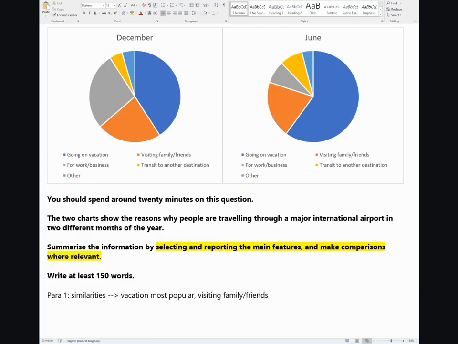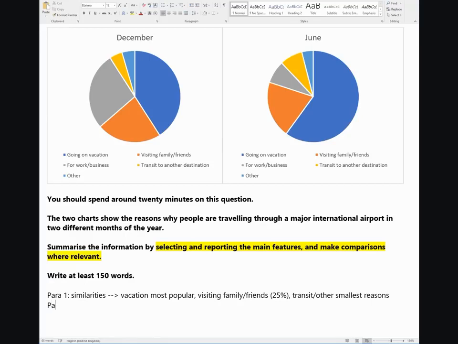Visiting family or friends is about the same in both charts. It's around 25%. That's pretty similar. And then other similarities, the 2 smallest reasons are the same, other and transit to another destination. They're both pretty small in both pie charts. So that's another similarity. I think that's all I can say there.